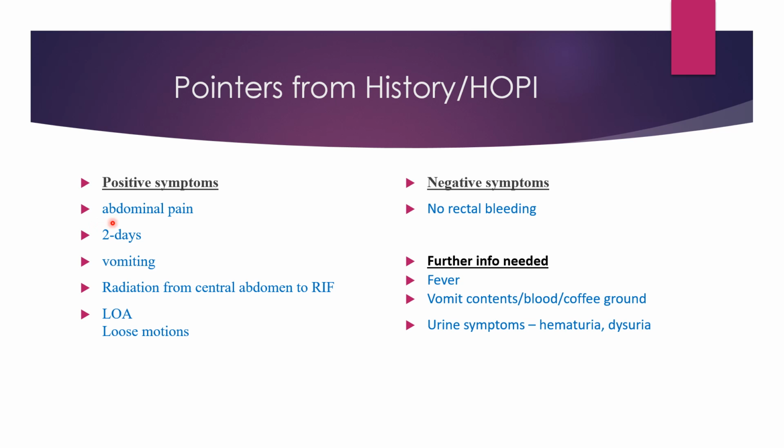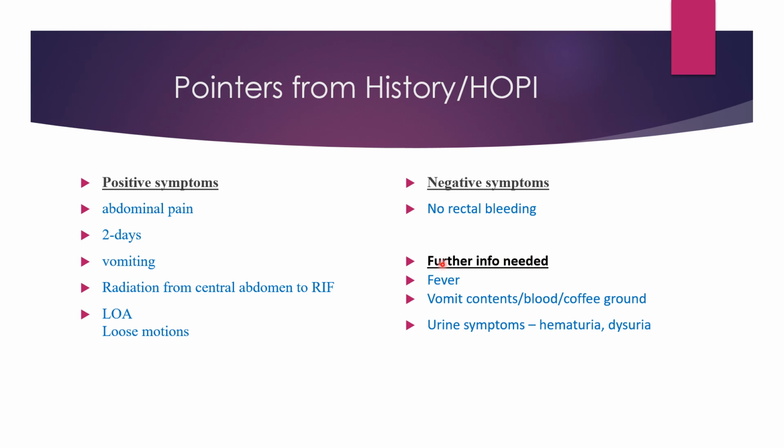Positive symptoms: abdominal pain of 2 days duration, associated with vomiting. Pain radiates from the central abdominal region to the right iliac fossa. Pain was associated with loss of appetite and loose motions. And under the negative symptoms, there was no rectal bleeding.